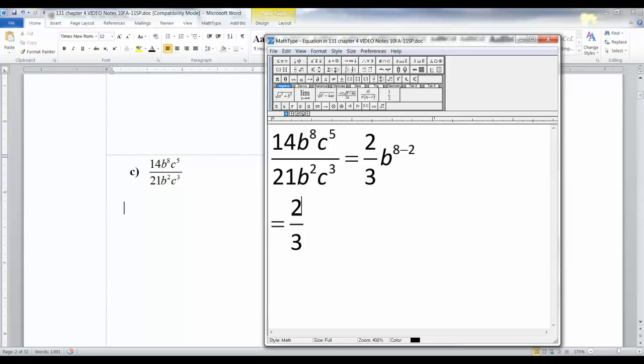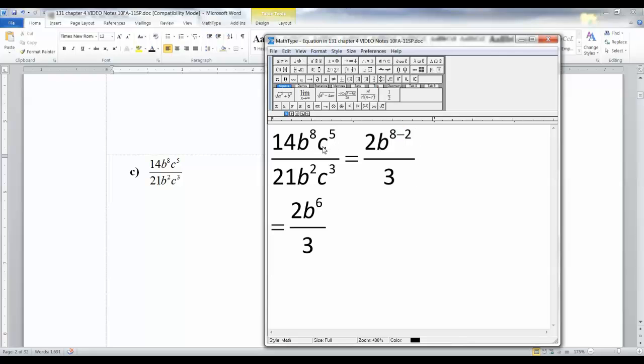Now, technically, it's in the numerator if you want to think of it that way, or you can think of it as outside. It doesn't really make any difference. But it's in the numerator, but a lot of people choose to write that out in front or out in the back instead. So 2b to the 6, because 8 minus 2 is 6.